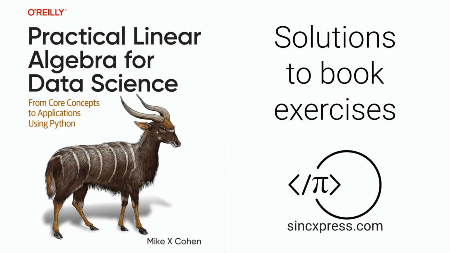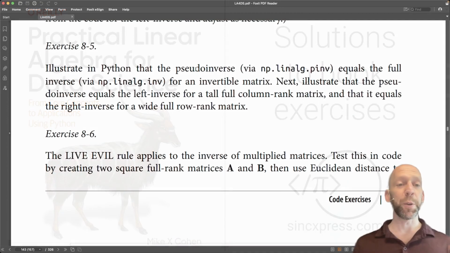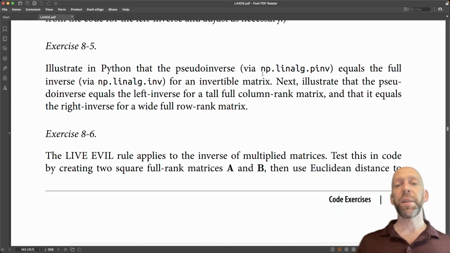Exercise 5 is about the relationship between the pseudo-inverse and the full inverse, and also between the pseudo-inverse and a one-sided inverse. What I explained earlier in this chapter is that those are equal when the matrices have their maximum possible rank. So for a full rank matrix, the pseudo-inverse is the same thing as the full inverse.